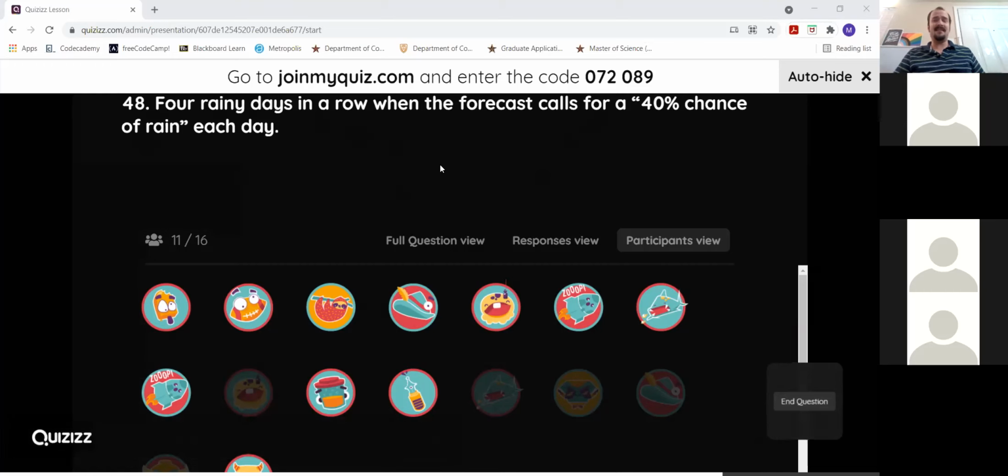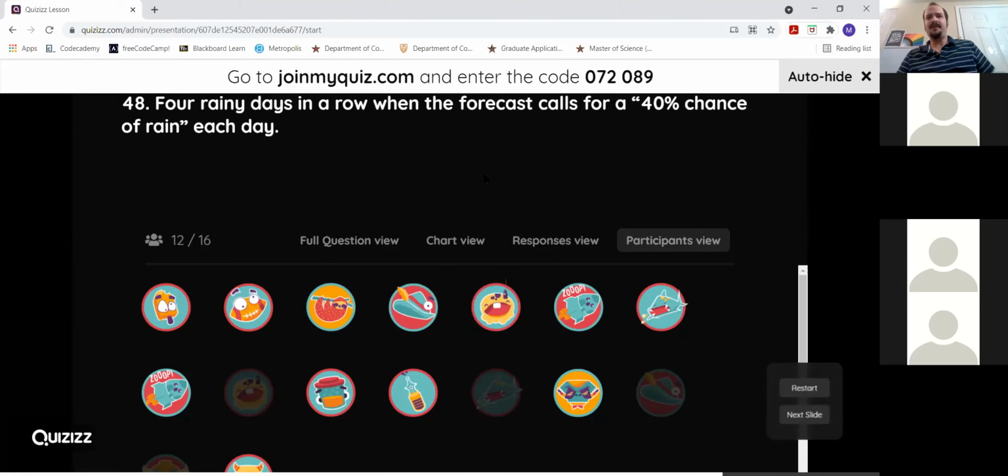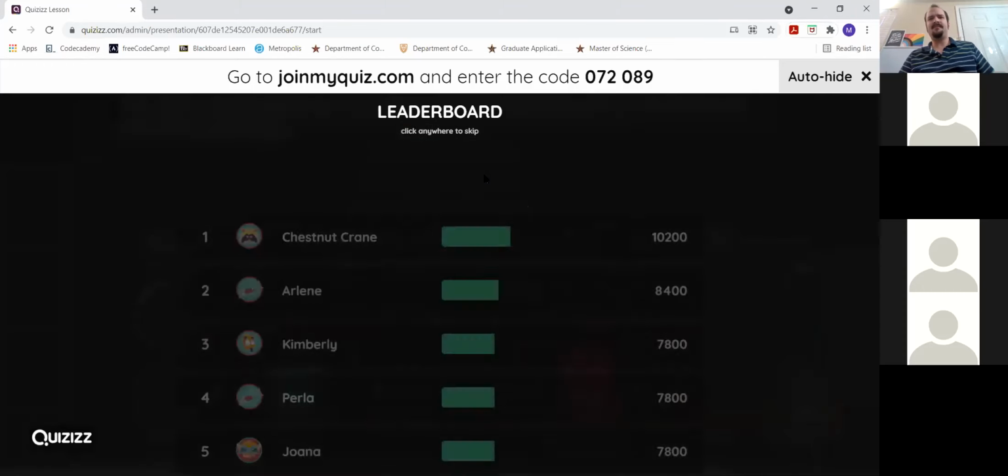So each one of these is independent. It's going to stay at a 0.4% chance. Doesn't matter what day it is. So 0.4 times 0.4 times 0.4 times 0.4. Did that give you 0.0256, I believe?